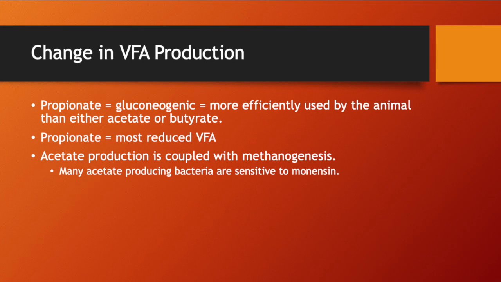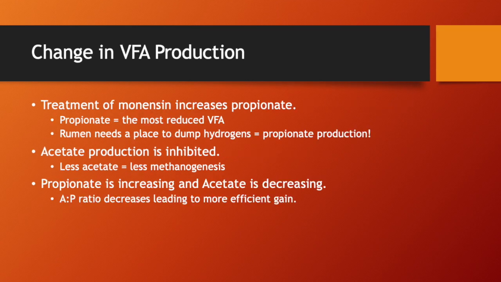So the next way that monensin acts is a change in the VFA production. Propionate is a gluconeogenic VFA. It's more efficiently used by the animal than either acetate or butyrate, which was demonstrated by Hungate. Propionate is also the most reduced VFA, so it has the most amount of hydrogen on it compared to the others. As I mentioned before, acetate production is coupled with methanogenesis, and many acetate-producing bacteria are sensitive to monensin, which means they can't produce acetate.